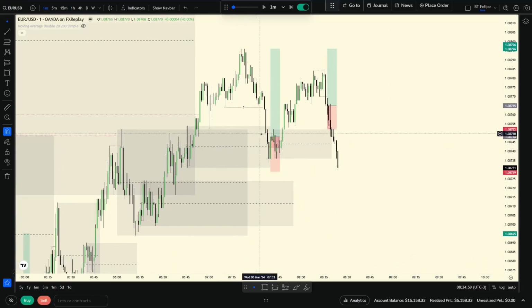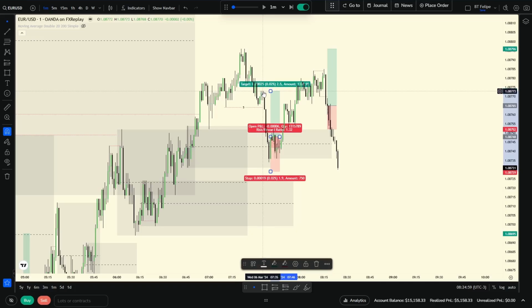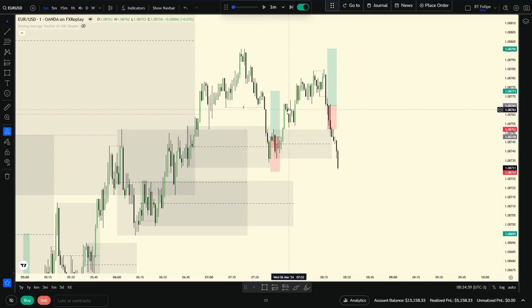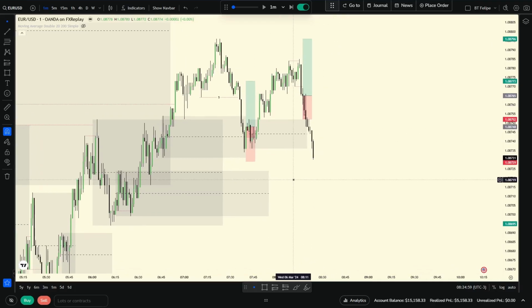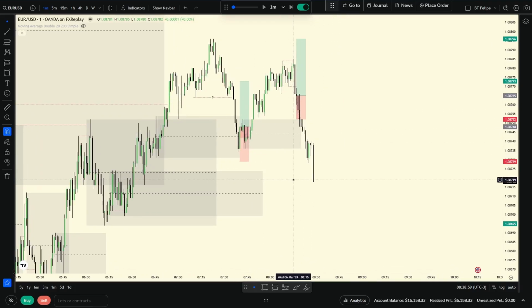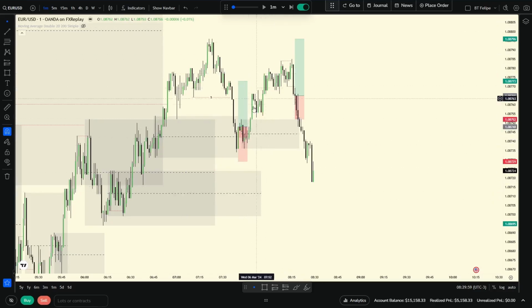Usually these POIs in the middle of the leg, they just give a reaction, but it's hard for them to break the high. Maybe I should start closing the trade on this internal liquidity. Yeah, this is something I'm going to think about. Of course, sometimes it works, but it seems like more often than not it doesn't work.